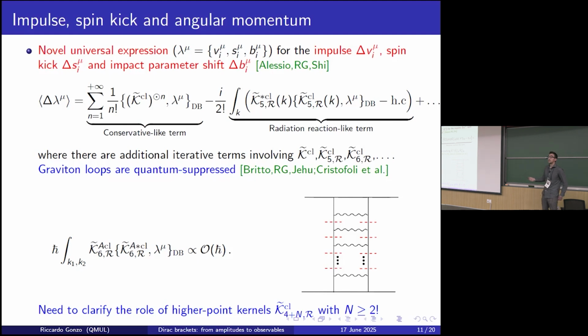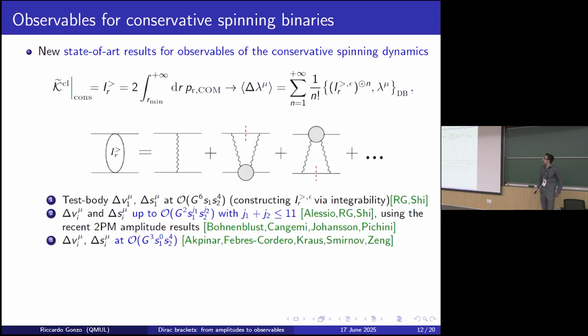And this is suppressed. It's a graviton loop. So graviton loops classically have to be suppressed. That's what we checked in these papers. And of course, it doesn't rule out the possibility that this connects with some 5-points. So it needs to be clarified what happens for the higher-point kernels. We don't clarify that in this work. It's something very important. But definitely, these graviton loops are suppressed.